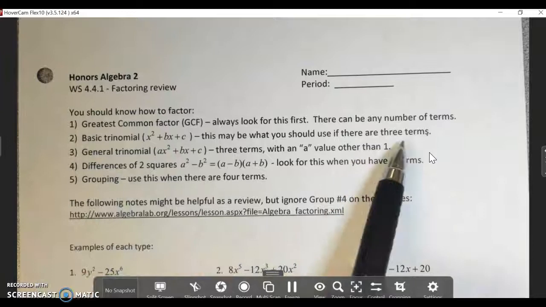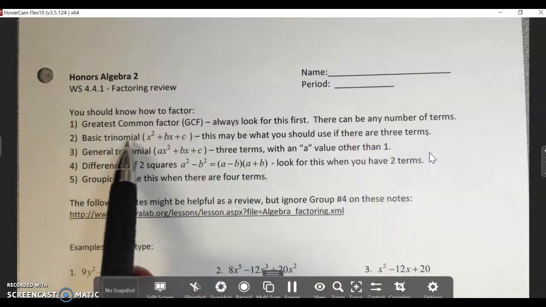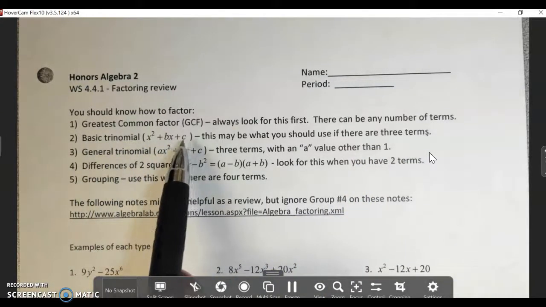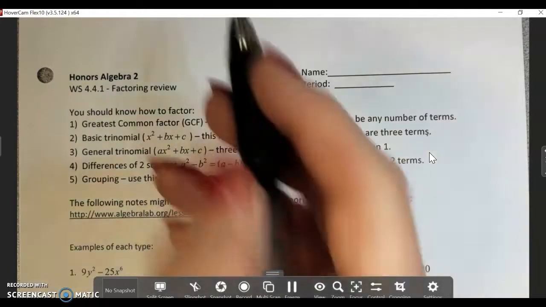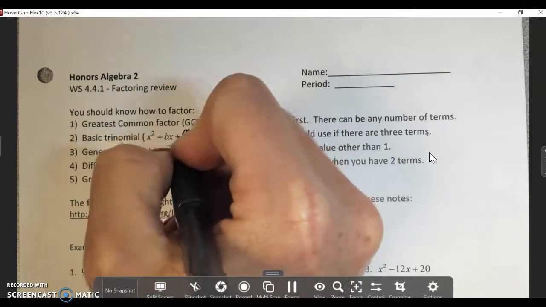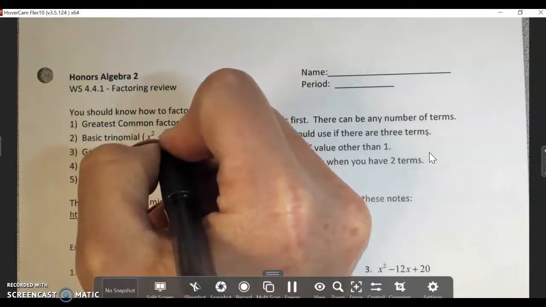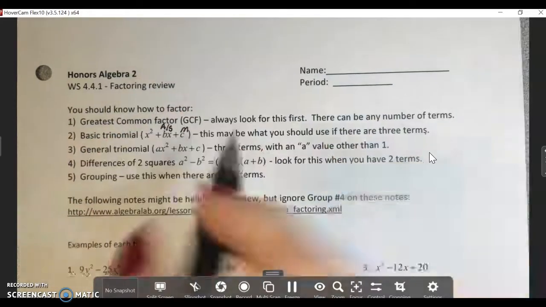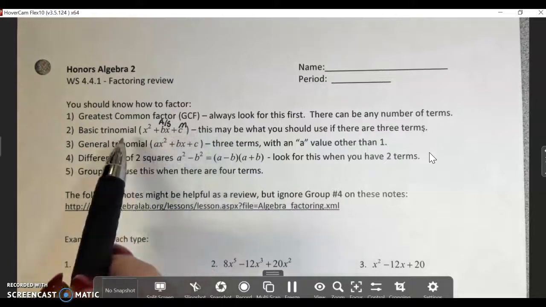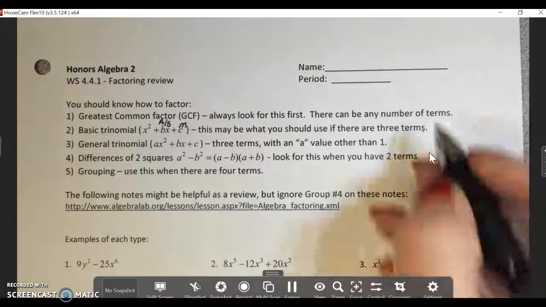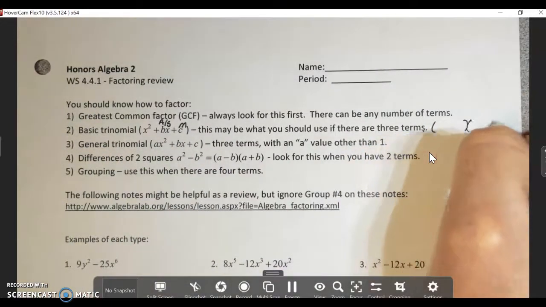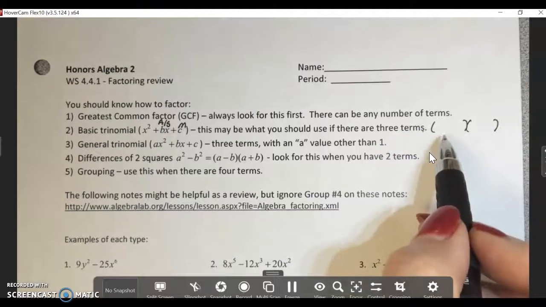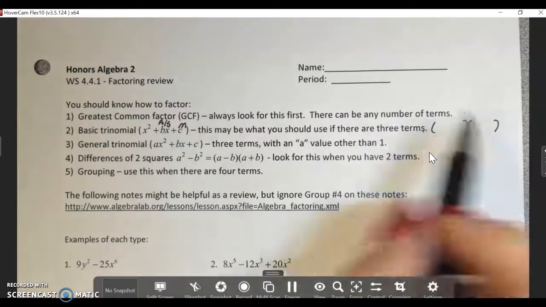If you have 3 terms, you're going to look for this basic trinomial. This is where you ask yourself, are there numbers that multiply to be C and add or subtract to be B? If the answer is yes, then you should try factoring with the double parentheses. That's what I mean by double parentheses, okay?